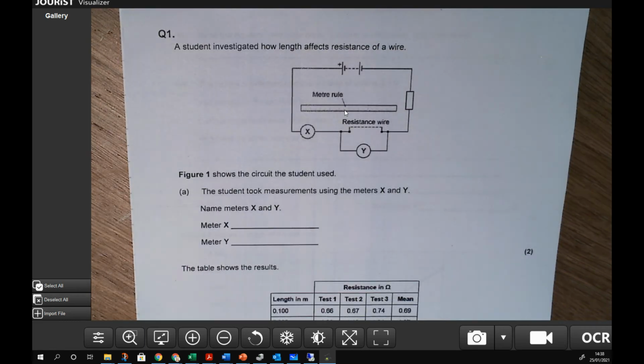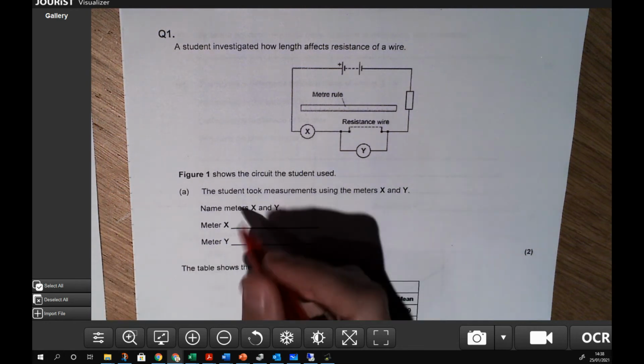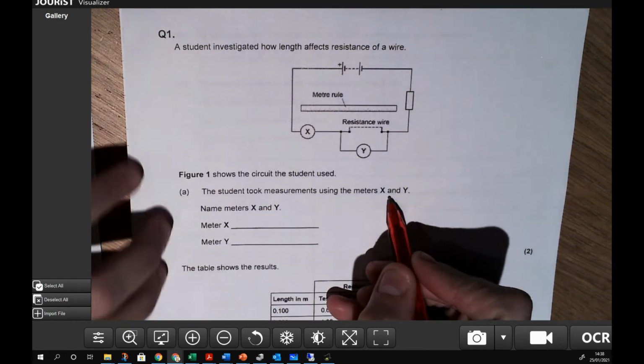This is what we call a level 2 question, assessing you at grades 4, 5 and 6. It's not really pushing up. This would be at the start of a higher tier paper or at the end of the foundation tier paper. The student took measurements using the meters X and Y.